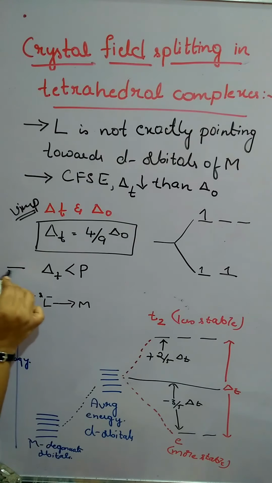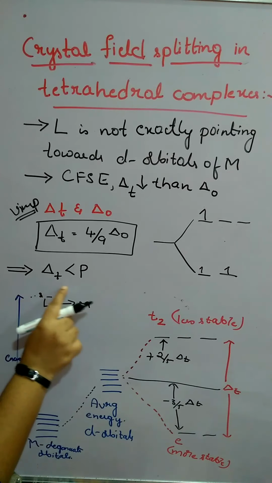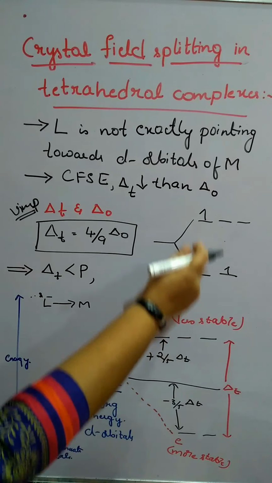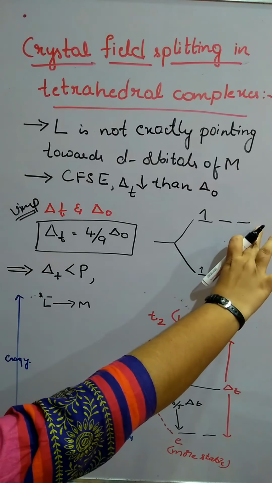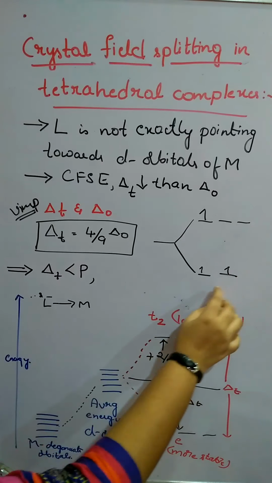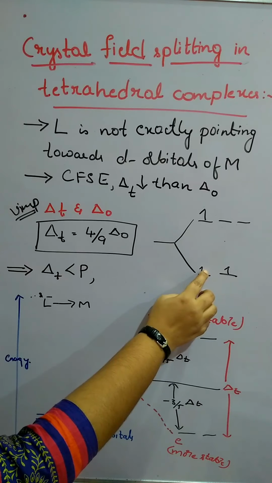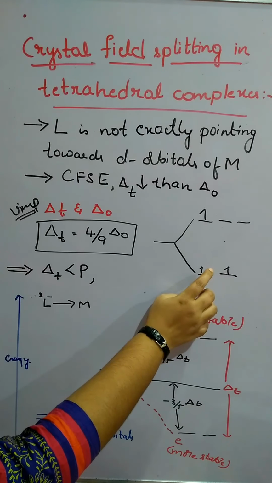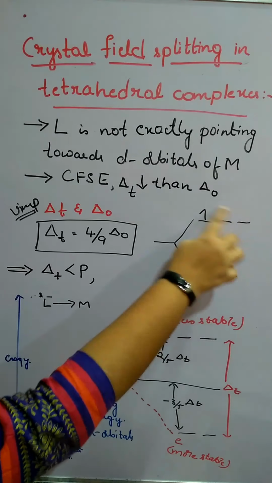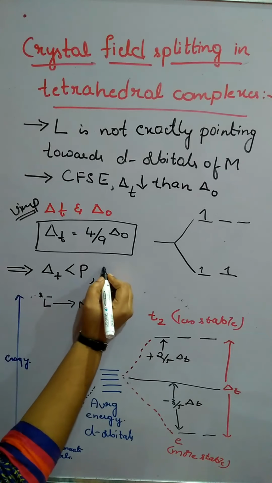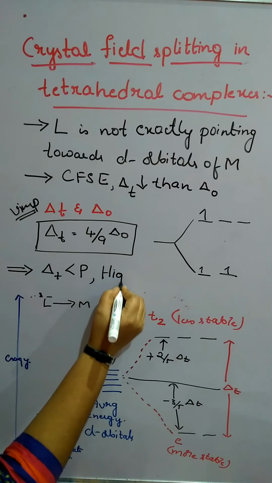This is the condition. This is a very important condition in most of the tetrahedral complexes. Delta T is less than pairing energy. Then what happens? Pairing doesn't take place. It is very, very small, so obviously the electron will jump. If it comes here, it experiences repulsion. So to avoid repulsion, since the gap is small, immediately it jumps into the higher energy level.